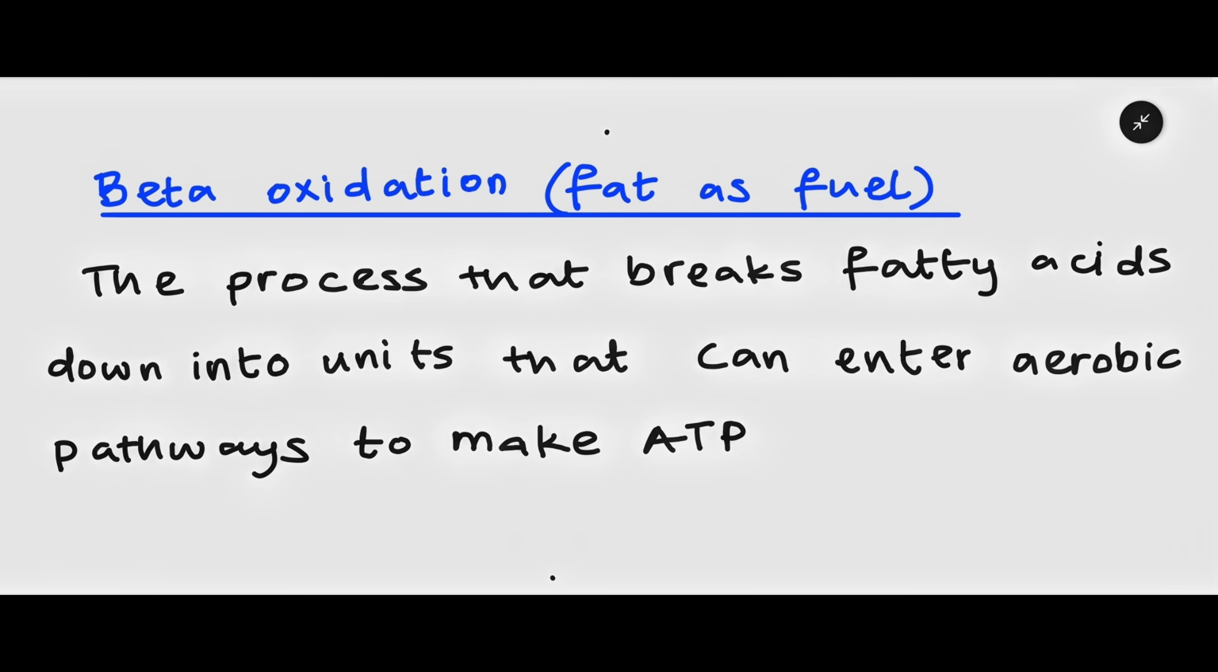When exercise is not extremely intense, the body has more time and enough oxygen to use fat as a major fuel source. Beta oxidation breaks fatty acids down into smaller units that can enter aerobic pathways and contribute to ATP production. This is why fat is such an important fuel for endurance work.